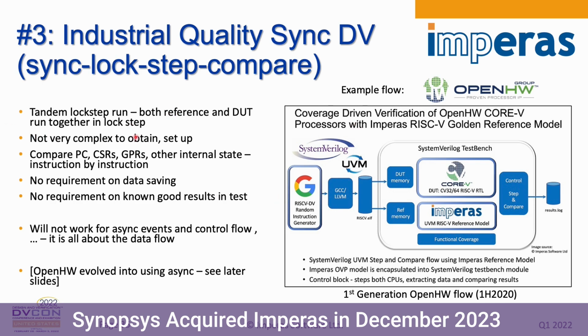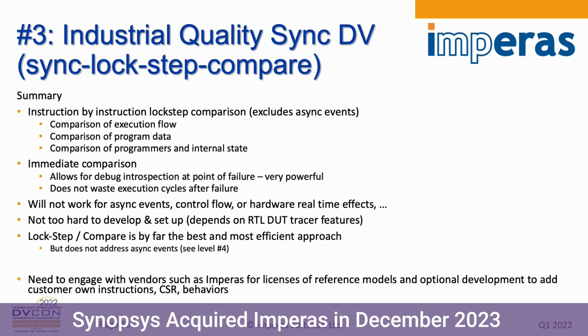And it's not too complex to set up, but as long as there's no asynchronous stuff going on, you can be comparing the PC, you can be comparing the general purpose registers or the control and state registers in there, and other internal state instruction by instruction. You don't tend to have to save data, and you don't need to beforehand know what results you're going to get because you are comparing to a reference. So it works really well with the random generators and things. And the great thing is that when there's a mismatch, it tells you at the appropriate point in there. And so this was a very good solution, up and running in the open hardware world for one of the cores. And in summary, it's instruction by instruction lockstep.